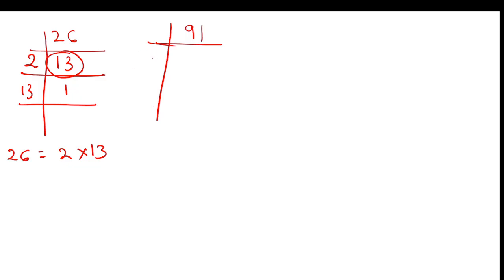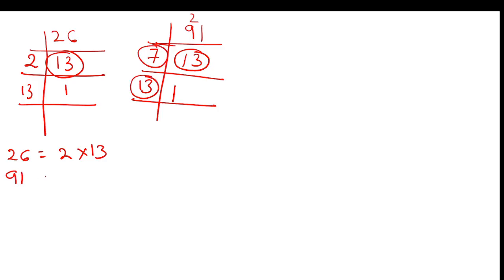Next, which is the next prime number? 5. No, I cannot even divide this by 5. Then which is the next prime number? Yes, I can divide this by 7. 7 ones are 7, 7 thirteens are 91. This 13 is a prime number, so 13 ones are 13. Okay, now I got the prime factors of 91, 7 and 13. Now I am going to express 91 as 91 equals to 7 into 13.